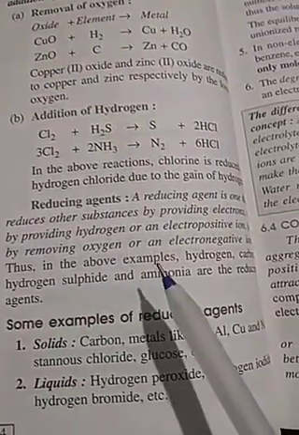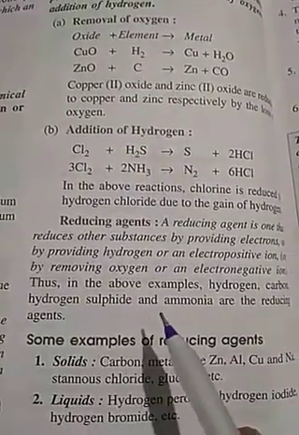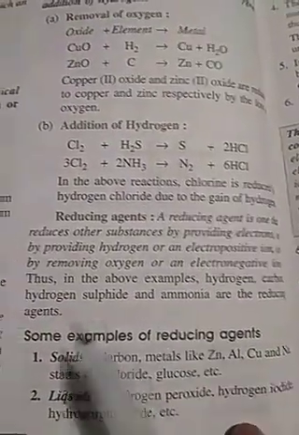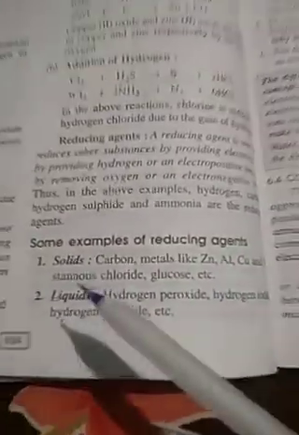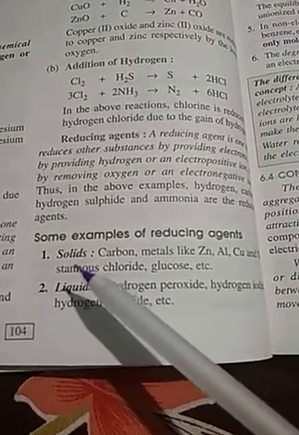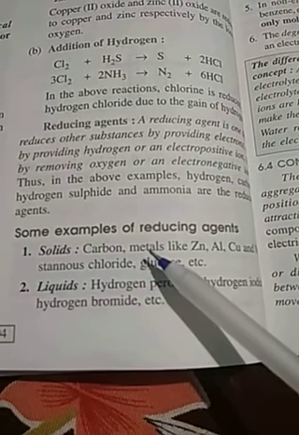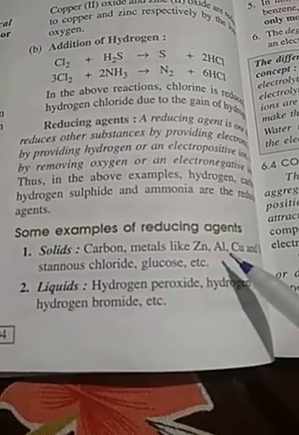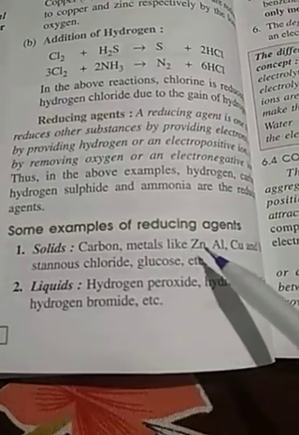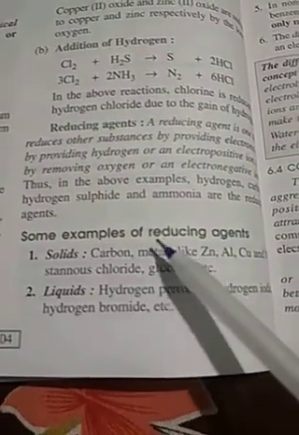So these were the examples. Hydrogen, carbon, hydrogen sulfide or ammonia are reducing agents. Then here are some examples. In solid states, carbon and all metals, there is no exceptional case. All metals are reducing agents.